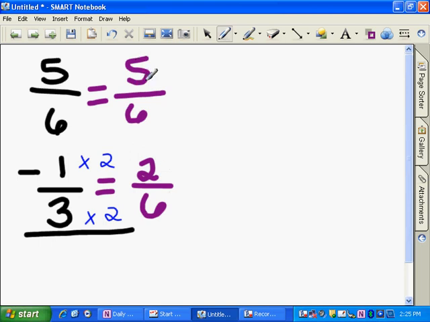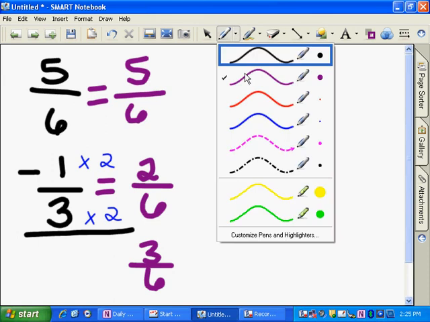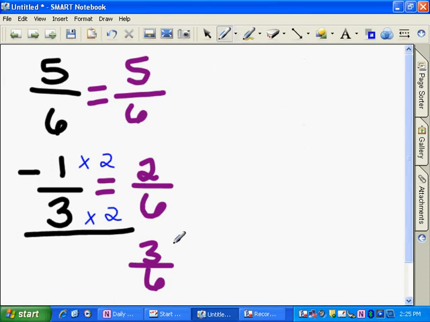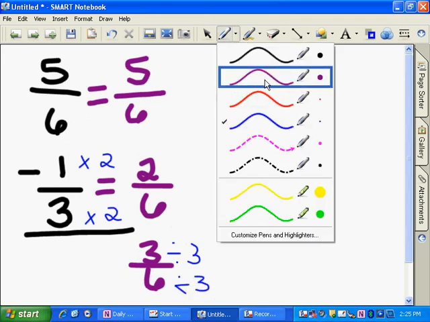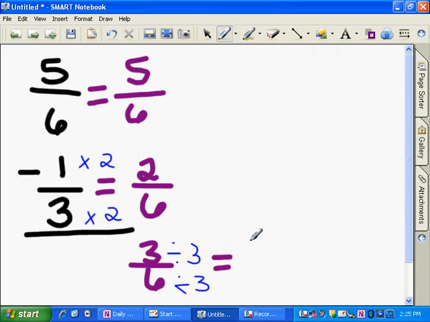So now I can subtract. 5/6 minus 2/6 is 3/6. Now the problem is that 3/6 isn't simplified. So I want to find a number that goes into both 3 and 6, and that number is 3. So I'm going to divide the numerator and the denominator by 3. And when I do that, I get 3 divided by 3, which is 1, and 6 divided by 3, which is 2. So my answer here is 1/2. So 5/6 minus 1/3 is 1/2.